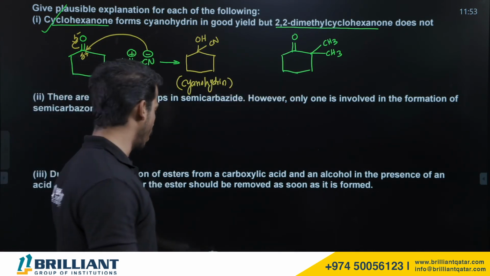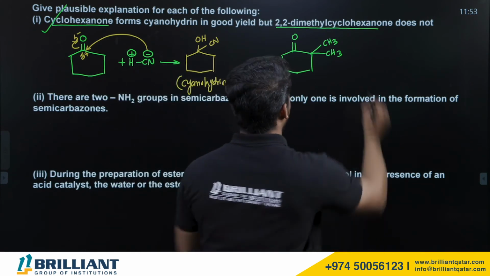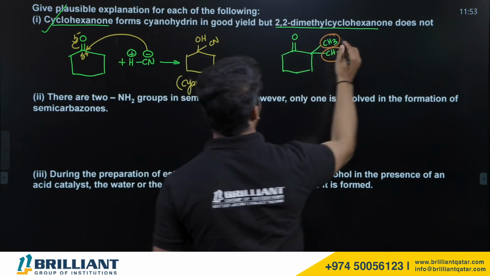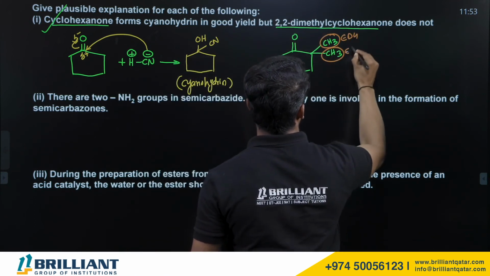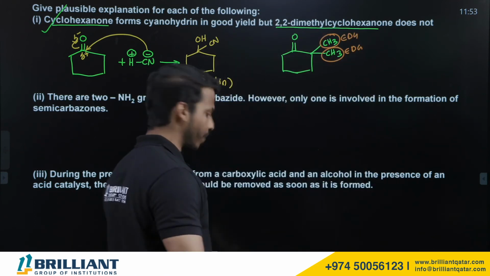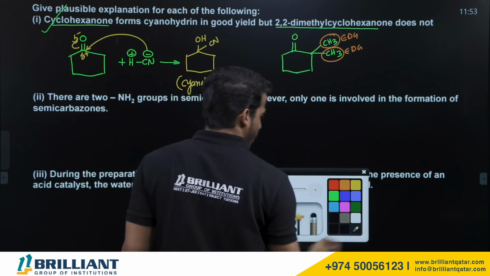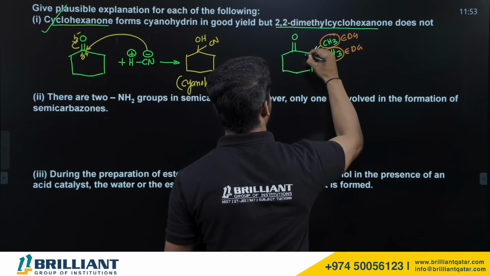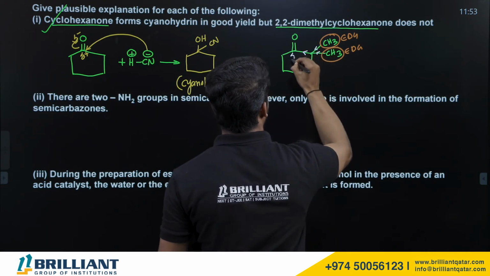Why? Dear all, you know this compound contains methyl alkyl groups. That is the only difference, right? Cyclohexane, this one. You know, alkyl groups are electron donating groups. If there is a donating group, what is the problem actually? If it is a donating group, it will donate electrons towards this carbon.